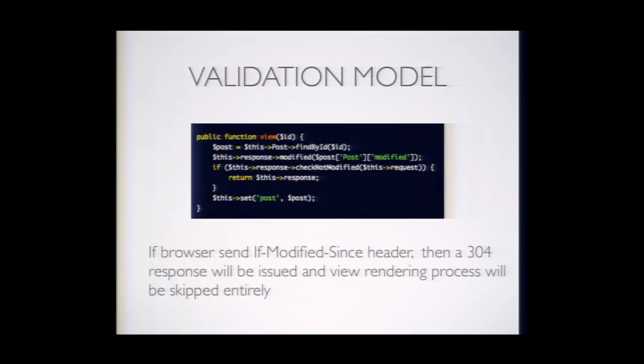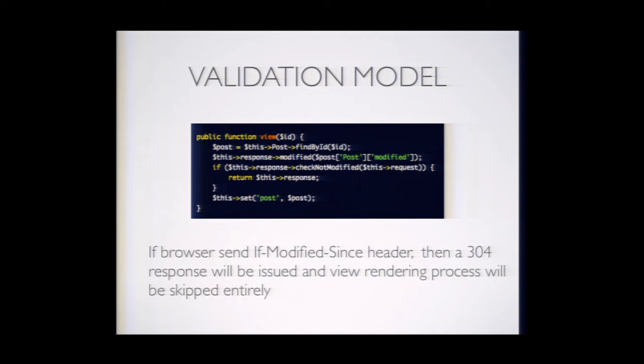And with the validation model, I showed you an example yesterday, similar to this one. You get a post by its ID. You set the response modified time to the post modified time, and ask the response, after being compared to the request, if it's modified or not. And if it's not modified, you just return the response right away. Otherwise, you set the variables and let the view render.